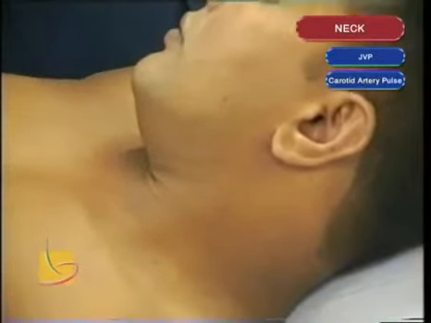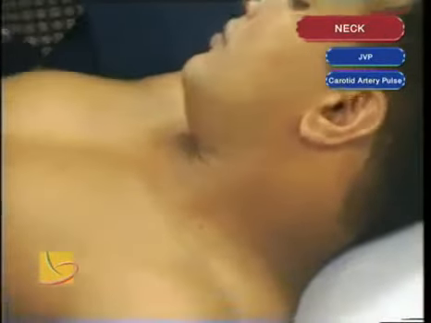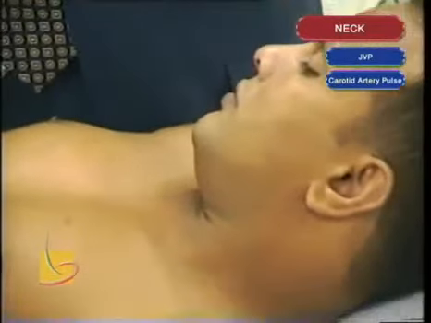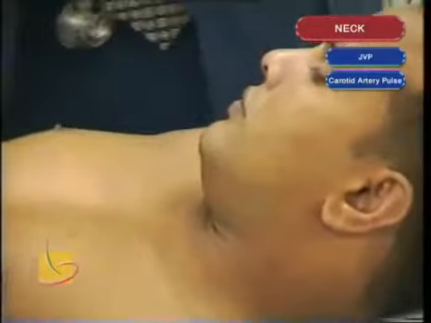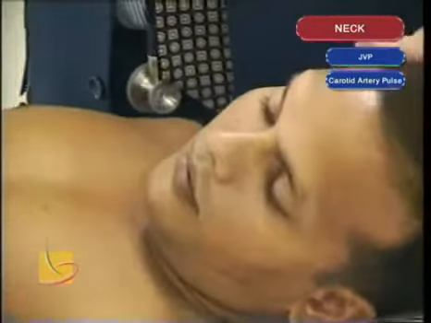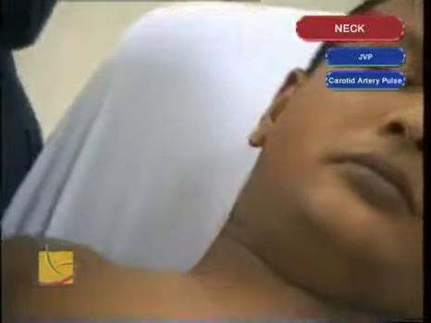And you have to comment on the pulse volume, on the pulse character, and if there is any thrill or not. Before you leave the carotid artery pulsation, you have to auscultate both of them for carotid bruit and for radiation of a murmur which may be coming from aortic valve disease, like in aortic stenosis. And this is a way to auscultate the carotid artery.